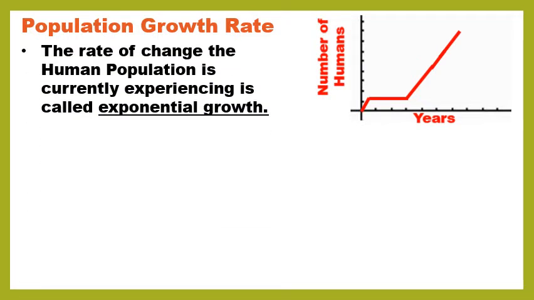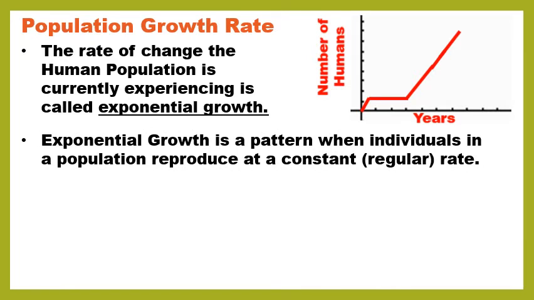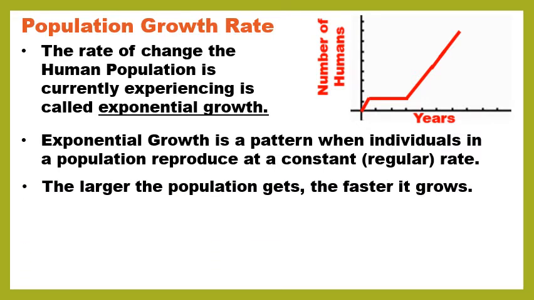Okay, so the rate of change the human population is currently experiencing is called exponential growth. Exponential growth is a pattern when individuals in a population reproduce at a constant or regular rate. So the larger the population gets, the faster it's going to grow.